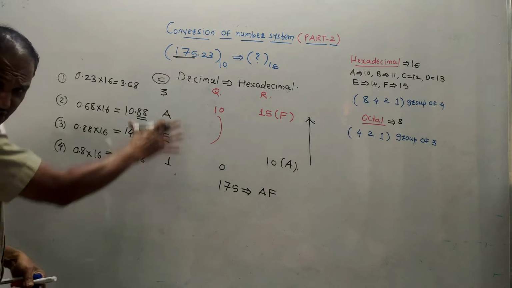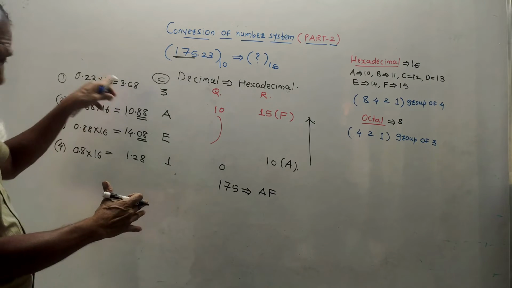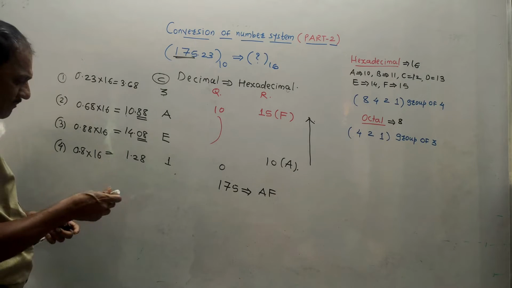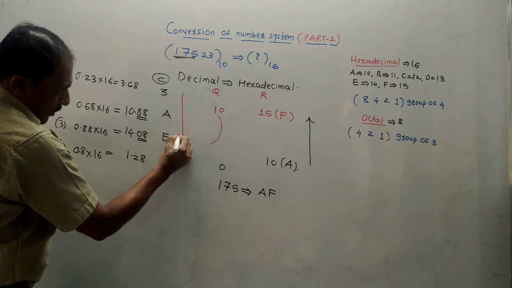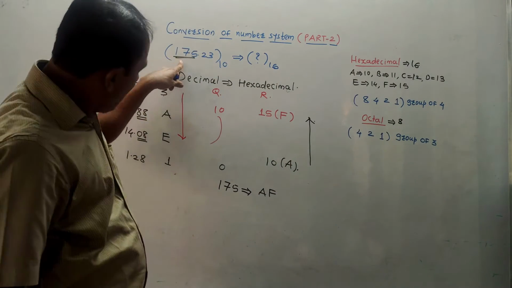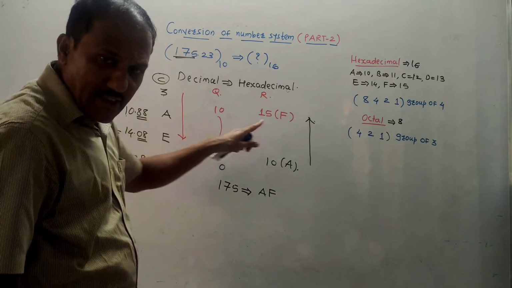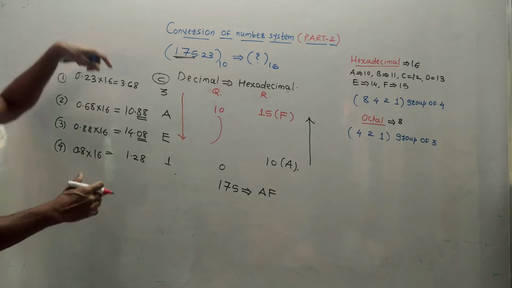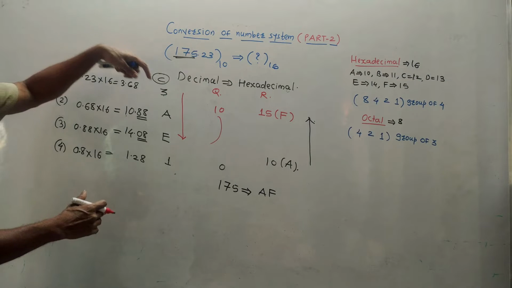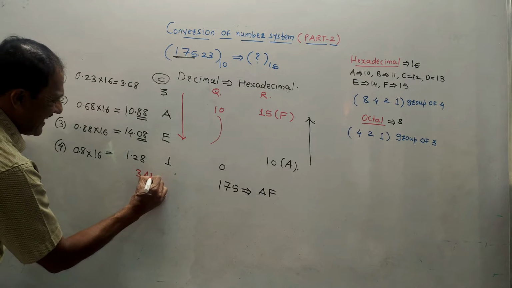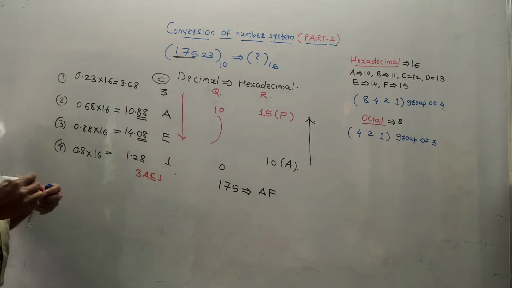But this is the fractional part which we got after multiplying it by 16. So you should write it from top to bottom. Very simple rule. For the first part, for 175, where I perform the division, write it from bottom to top. For the fractional part, where I perform multiplication by number 16, write it from top to bottom. So the corresponding answer is 3AE1.